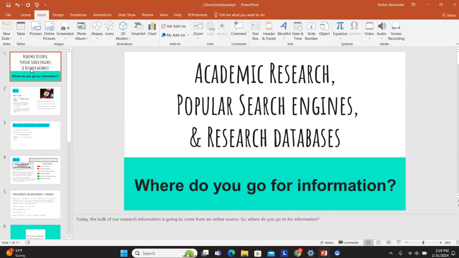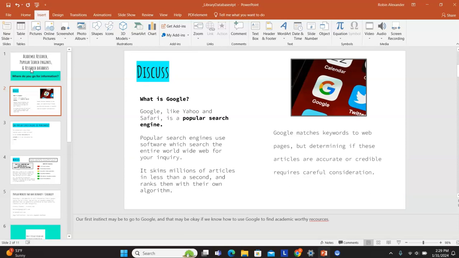Hey guys, today we are going to be discussing academic research using popular search engines and research databases. In today's world, the bulk of our research information is going to come from an online source. So, where do you go for information? A lot of us, our first inclination is to go to Google. And Google can be okay as long as we know how to use Google to find academic worthy resources.